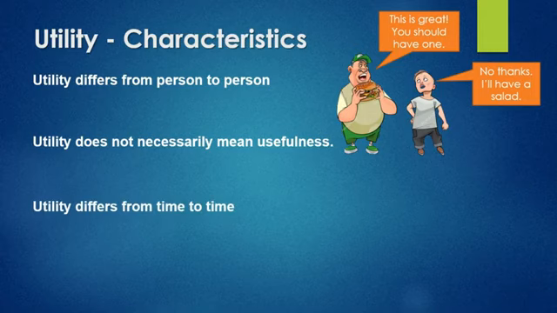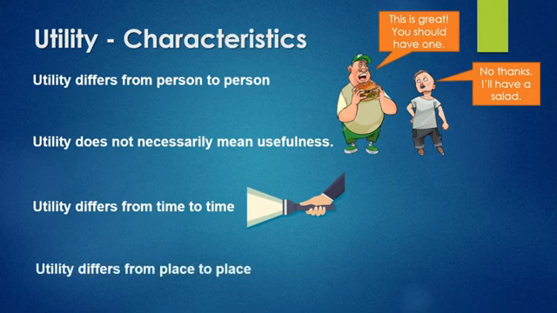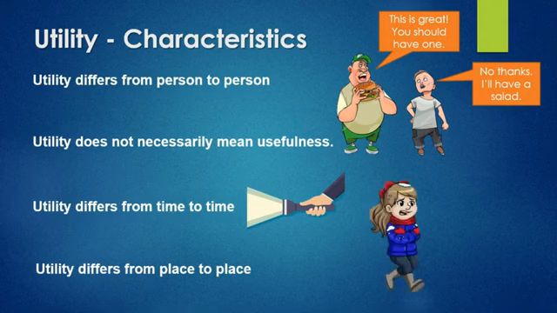Utility differs from time to time. We might use a certain product at different times, for example, a flashlight we'll only use in the nighttime rather than the daytime. It also differs from place to place, meaning that we have certain products which we use in one area and not in another. For example, we would use a snow jacket more in the northern hemisphere than in the southern hemisphere. Those are some characteristics of utility that you should know.